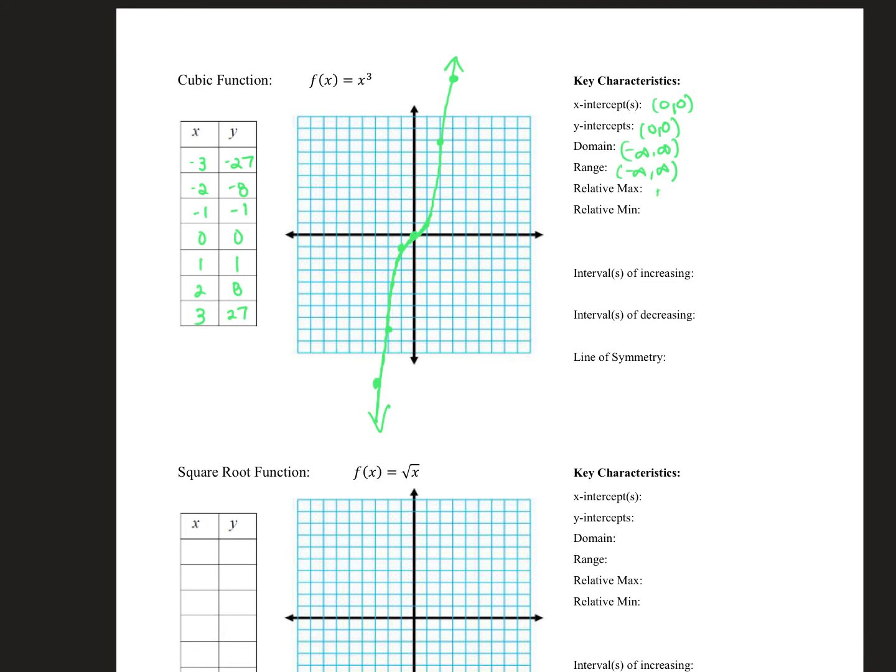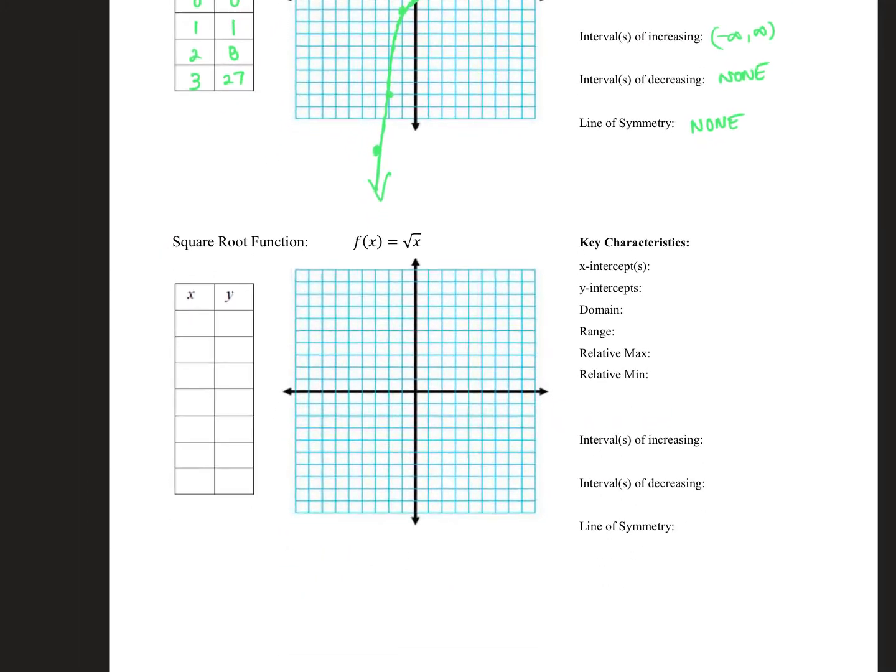Relative max, there is none. There's no highest point. There's also no lowest point because they keep going in both directions. Interval of increasing, well, from left to right, we always have a positive slope. So negative infinity to infinity. Decreasing, none. Then for the line of symmetry, on a cubic function, there is no line of symmetry. That's going to make it two symmetrical parts.